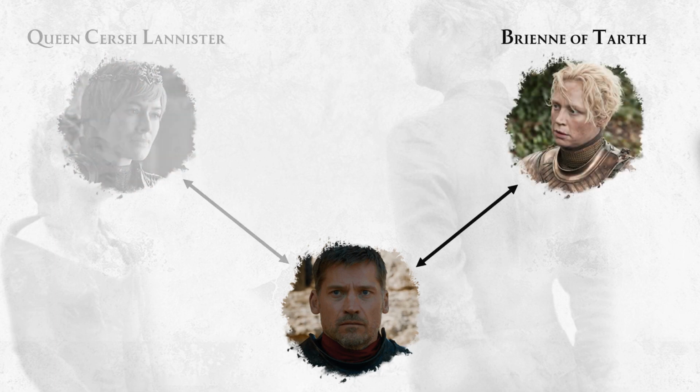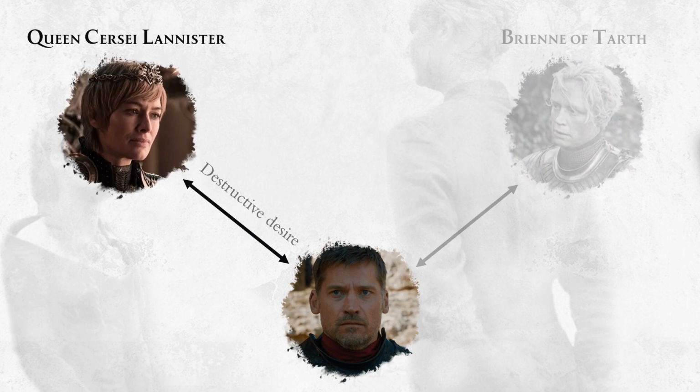And on the other side, there is his less problematic relationship to a knight called Brienne of Tarth, whom he meets around the second season. So what exactly do these two very different characters represent about Jaime's personality? Cersei Lannister clearly represents his destructive desire. Both of them have an incredible amount of passion for each other, but their relationship constantly causes harm to other people.